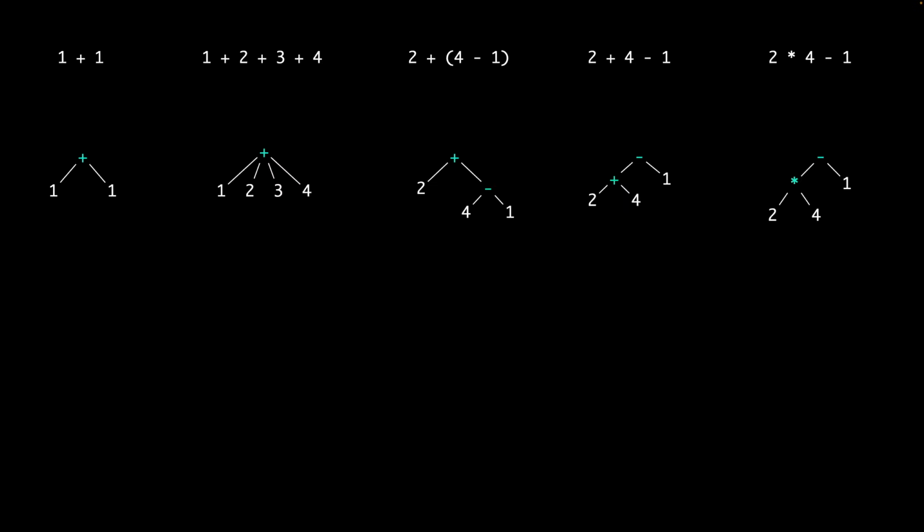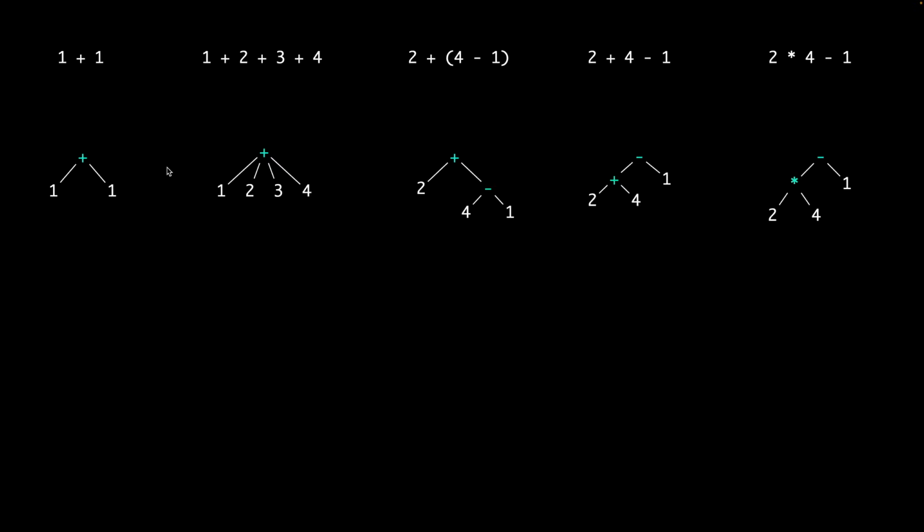Each thing in a tree is called a node. So this is a node, this is a node, this is a node. Not the lines. The numbers and the operators are nodes. The lines indicate relationships. The thing on top is the parent, and the things below are the children.